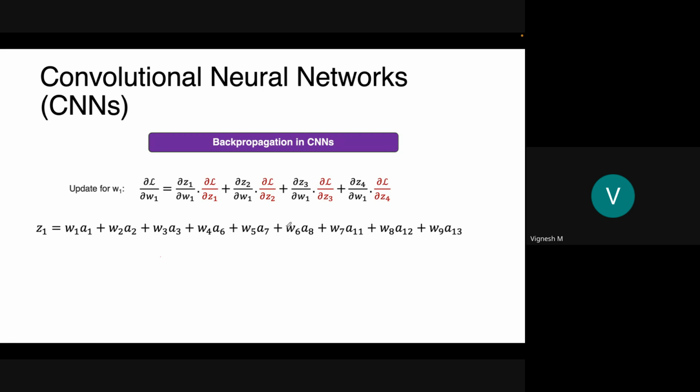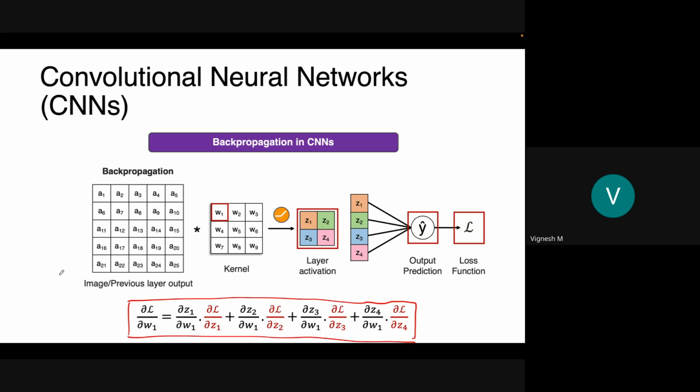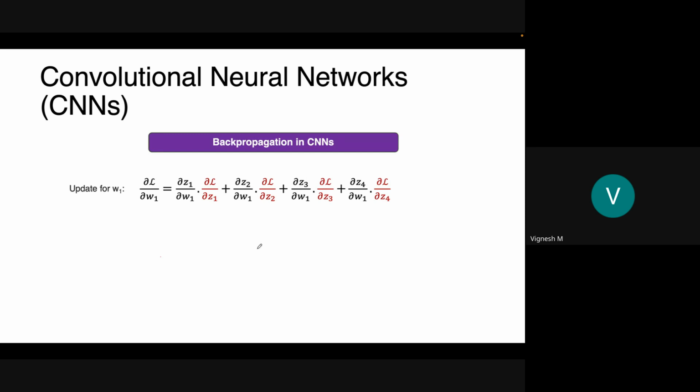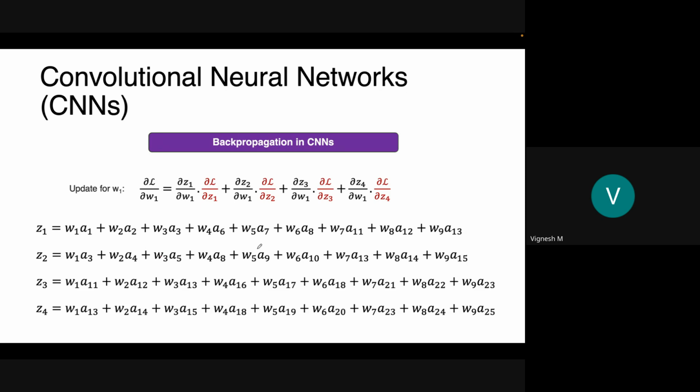So if I can expand it out, Z1 will be W1A1 plus W2A2, W3A3, W4A6, W5A7, and so on, right? So if I go back one step, it's nothing but A1 into W1 plus A2 into W2, A3 into W3, A6 into W4, A7 into W5, A8 into W6, and A11 W7, A12 W8, A13 W9, right? So you can write Z1 like this, right?